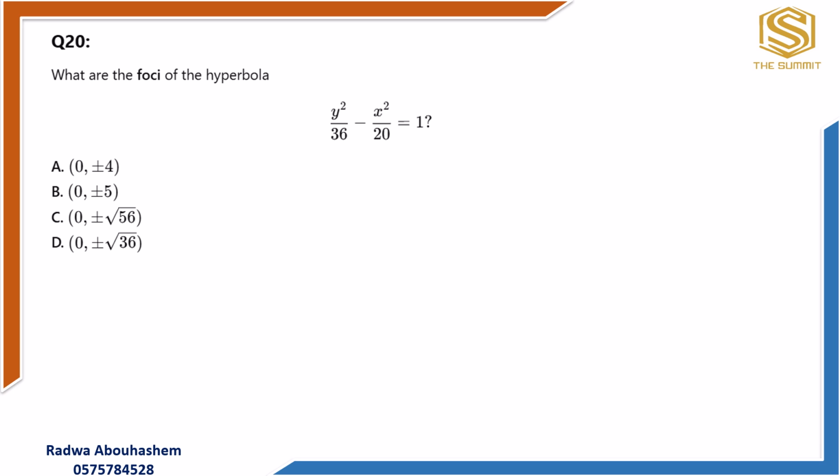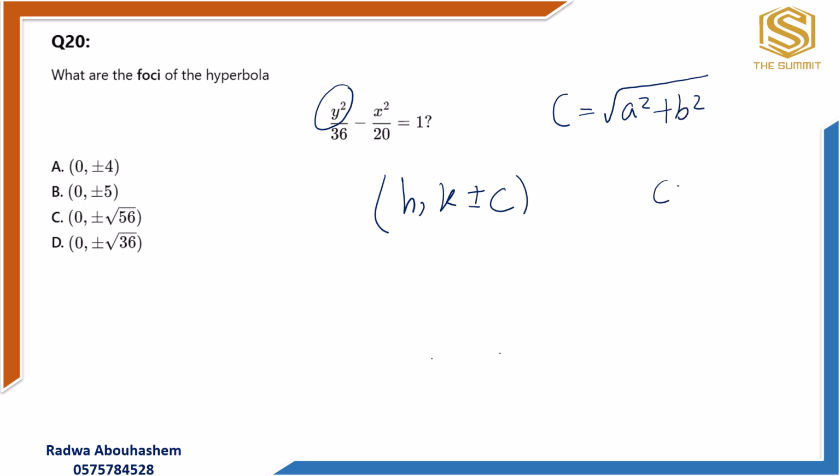What are the foci of the hyperbola? Okay, vertical or horizontal? It's vertical because we start with the y. So for the foci, I'm going to add the c to the k, right? So h and k positive or minus c. And what is c? It would be equal to a power 2 plus b power 2. So here c equals the square root of 36 plus 20, so it's the square root of 56. Now, where's the h and k? H and k are 0. There is no h and k. So here 0 and 0 positive or minus the square root of 56. So here it is.